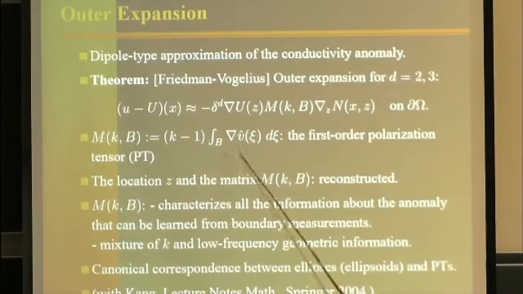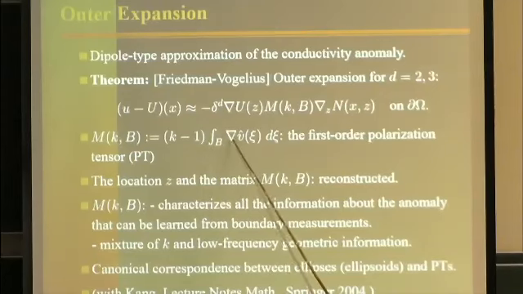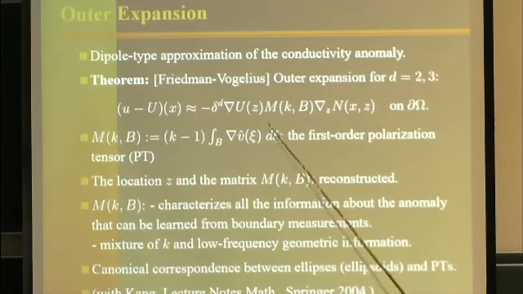And if you look at it, it's a mixture of parameter information and geometry. Indeed, it contains only low frequency information, because it's an integral on B of some function defined with B. We integrate oscillation, so all the oscillations in B are lost. And there is a canonical correspondence with an ellipse.